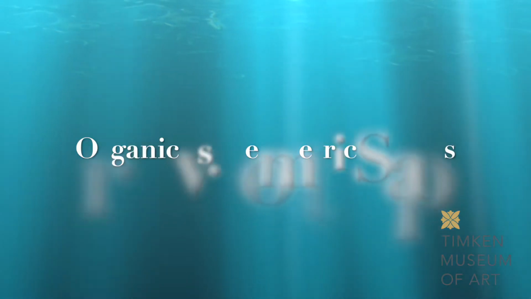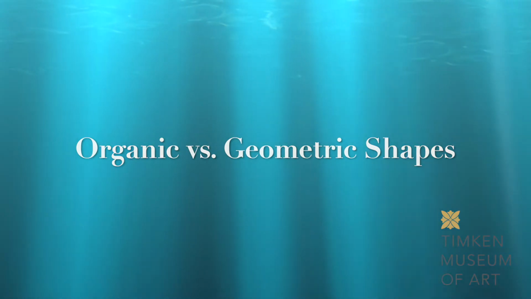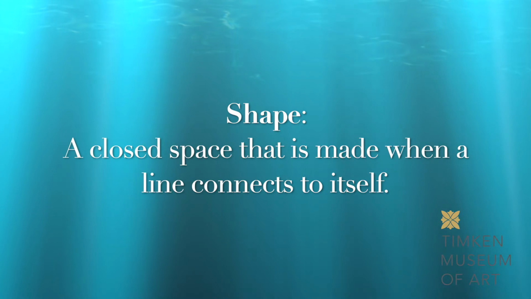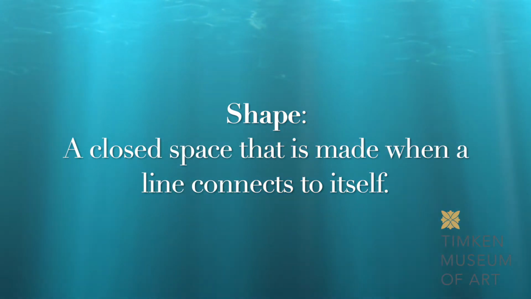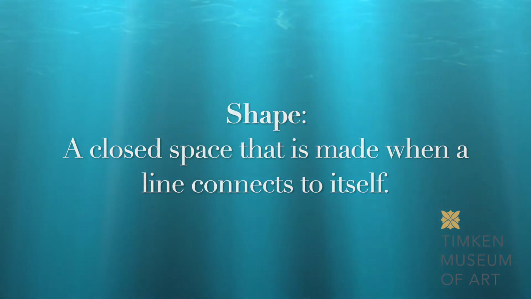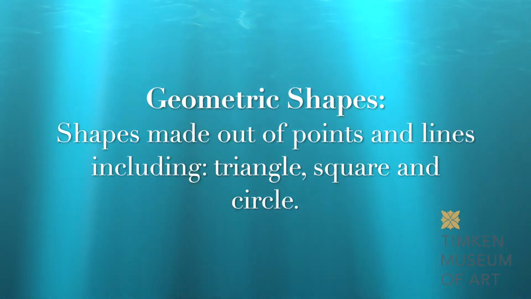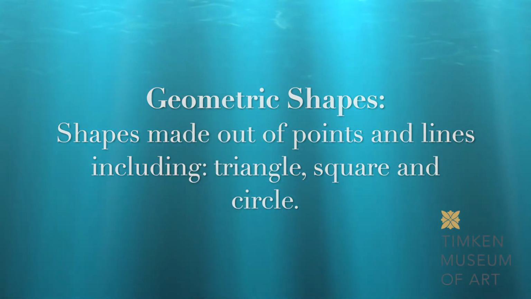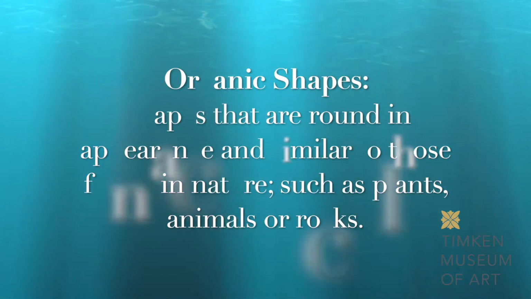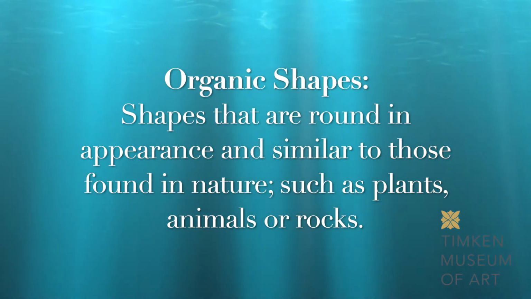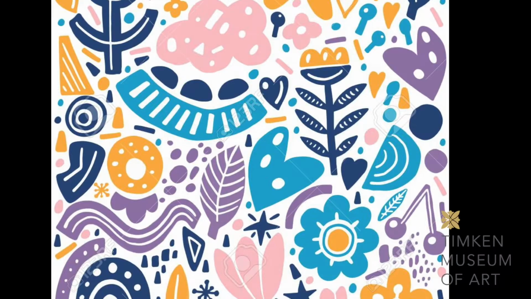Before we get started, I need to talk about organic versus geometric shapes. But before I can even do that, I want to define what a shape is. A shape is just a closed space that's created by a line. And then geometric shapes are shapes made out of points and lines, and that would include triangles, squares, and circles. And last but not least, we have organic shapes. They are round in appearance, and they are similar to things you'll find in nature.